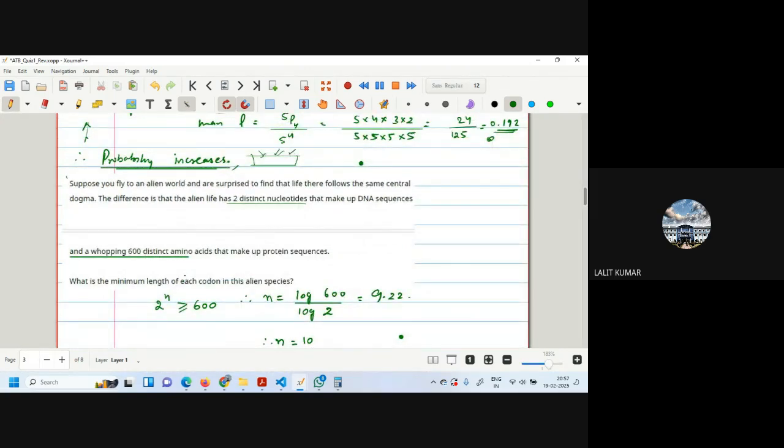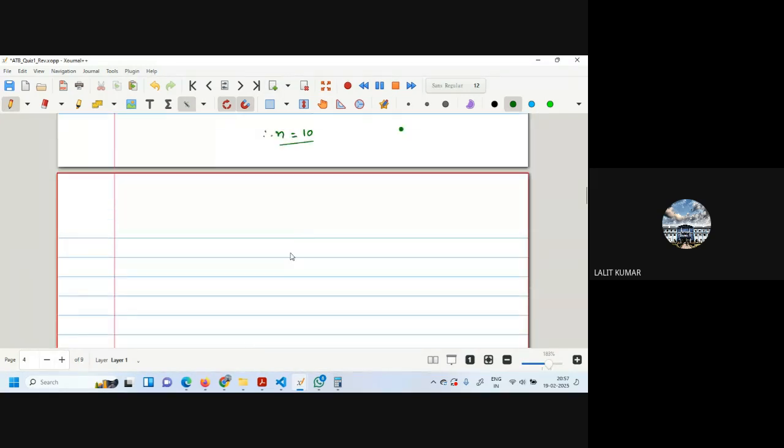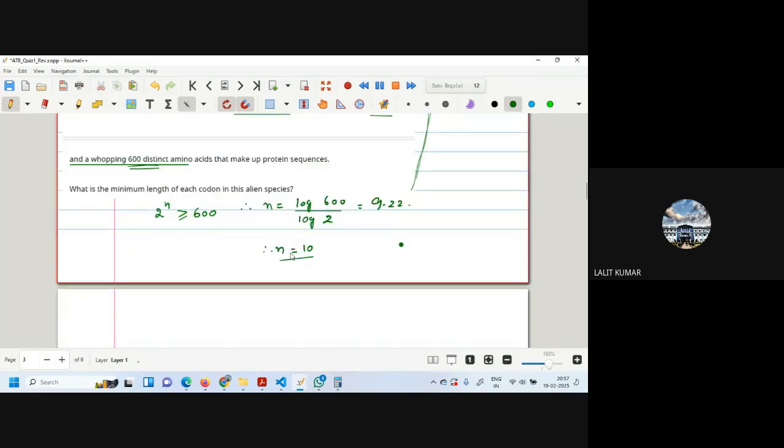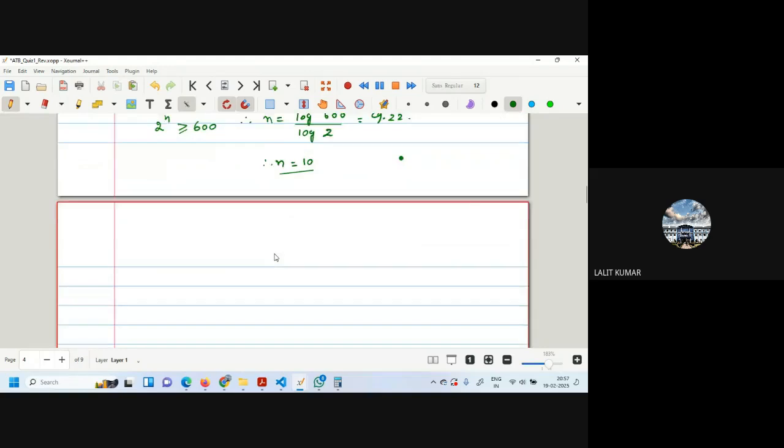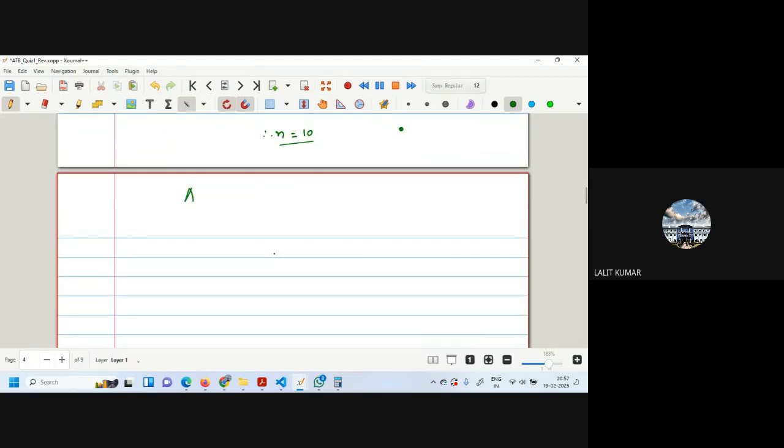This is from the other PYQ, and straight away it has come from our question from the PA, that there are two distinct nucleotides that make up the DNA sequences and a whopping 600 distinct amino acids. So just to cover this concept again, they have written that there are two distinct nucleotides. So there are two only, A, B only. We don't know the length.